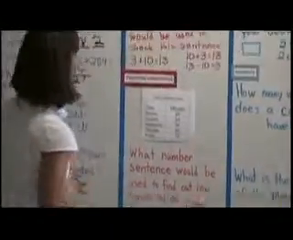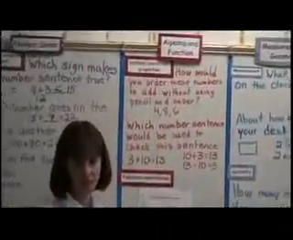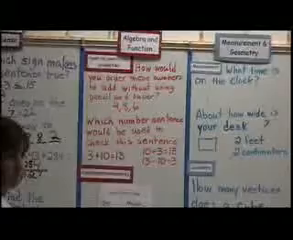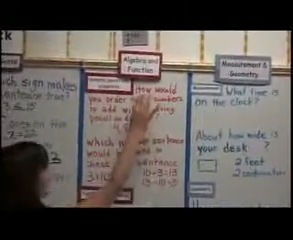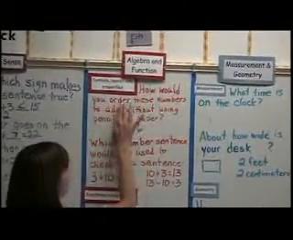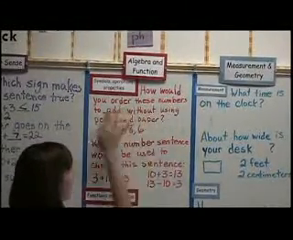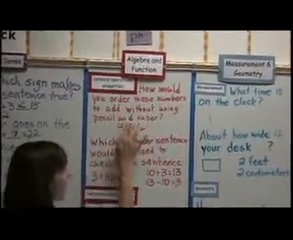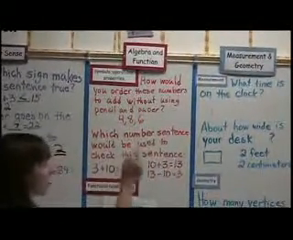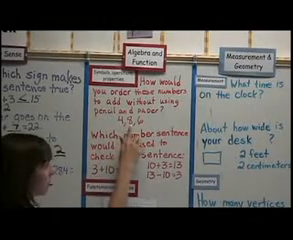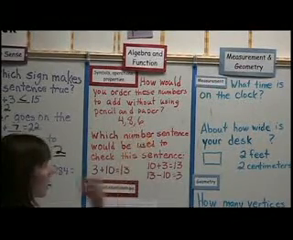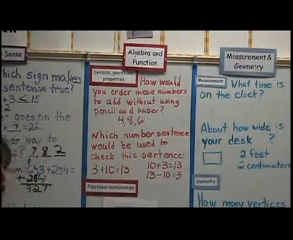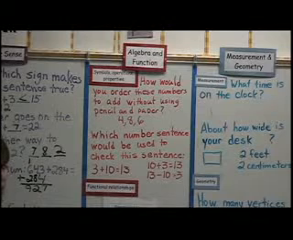Algebra and functions. Symbols, operations, properties. Let's read. How would you order these numbers to add without using pencil and paper? What are the numbers? 4, 8, 6. Who remembers the secret to adding without pencil and paper?